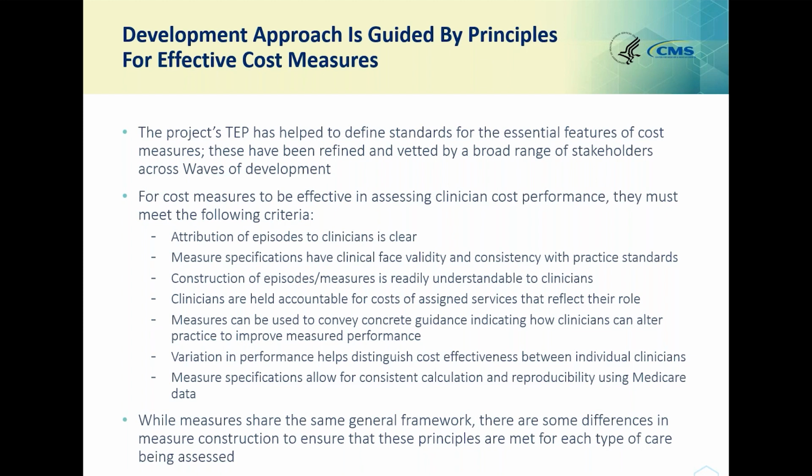Sometimes the set of services in the measure could be broad to reflect a broader clinician role, for example, a measure that focuses on primary care, while other times it could be more specific to a defined procedure, like a cataract removal. One related consideration is that the measure should include services such that the measure has sufficient variation in being able to distinguish between good and poor performance. Lastly, on a practical note, measure specifications must allow for consistent calculation and reproducibility using Medicare data.